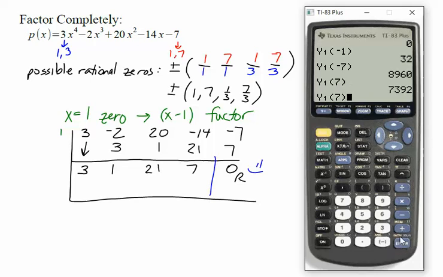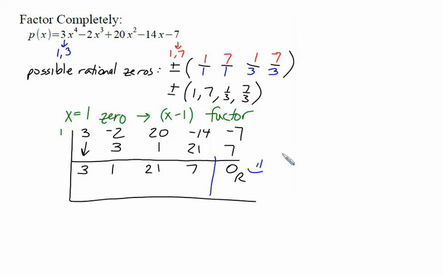How about 1/3? We're just going down our list of possible rational zeros and plugging them in. Oh, that didn't work. How about -1/3? Remember, there's this handy insert key that we can use to insert a negative sign. Ooh, there we go. -1/3 makes our function equal to 0.